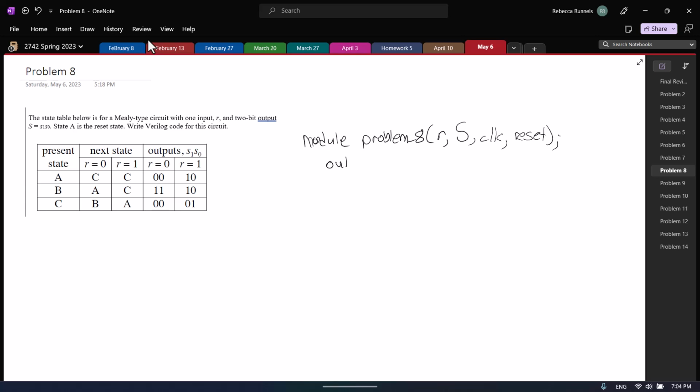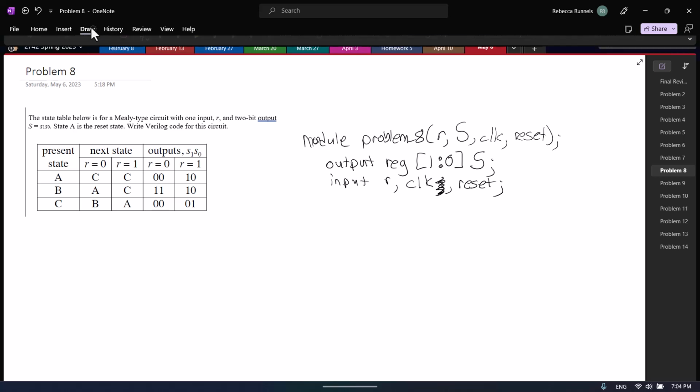And our output, we're going to define it in an always block, so that'll be output reg. It's 2 bits, so 1:0, and I'll just call it capital S. Input is R, also clock, also reset. Put all those in there.